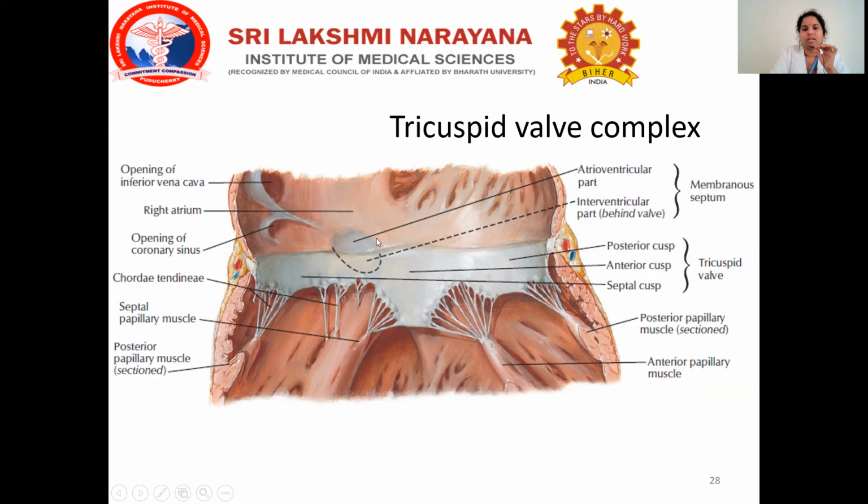These are the pillars, the papillary muscles. The papillary muscle tips are attached to the leaflets by the chordae tendineae. These are cord-like structures that connect the tip of the papillary muscles to the leaflets. This can be attached to the periphery of the leaflets or to the commissures where the adjacent leaflets meet.